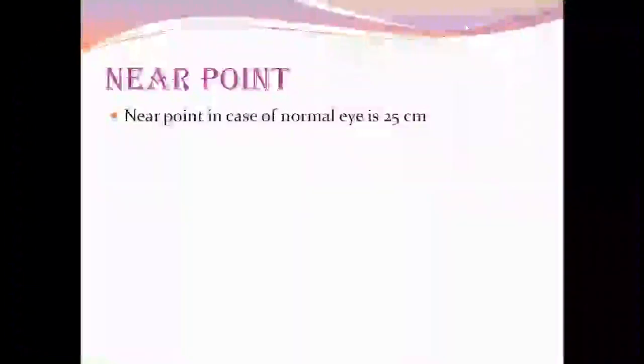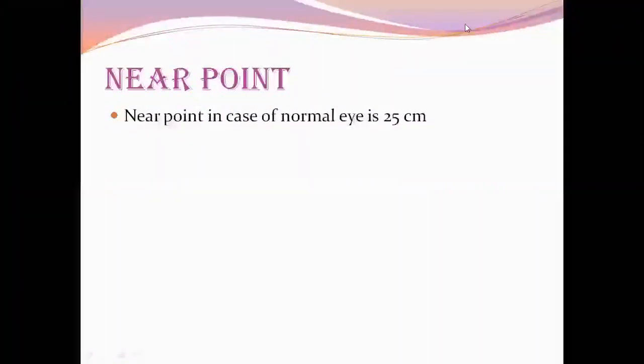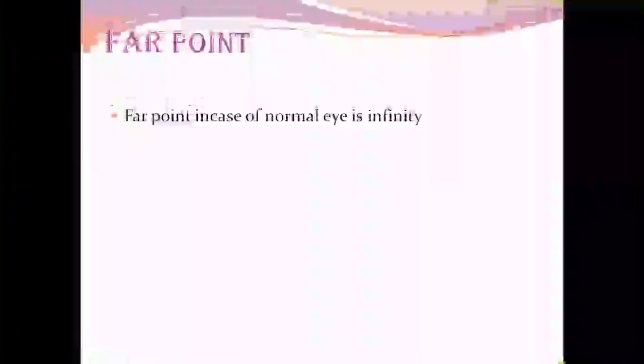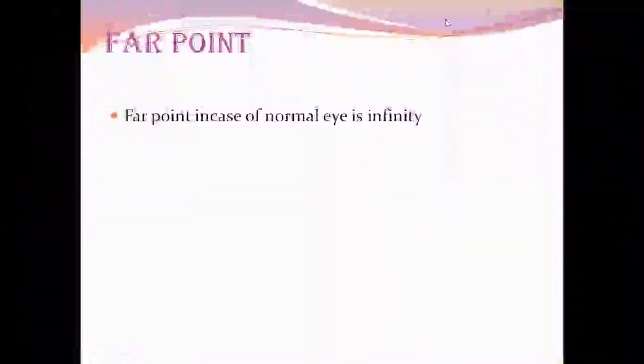Now we are talking about the near point. Near point is the nearest point from the eye at which the object can be clearly seen by the eye. In case of a normal eye, the near point is at 25 centimeter distance from the eye. Now the far point can be defined as the farthest point from the eye at which the object can be clearly seen by the eye. In case of a normal human eye, the far point is infinity.